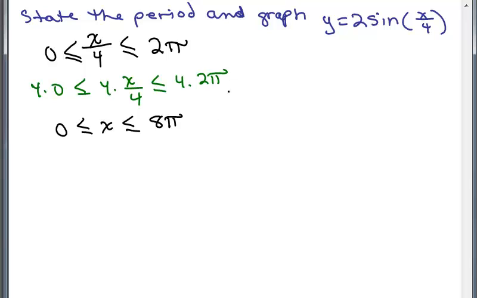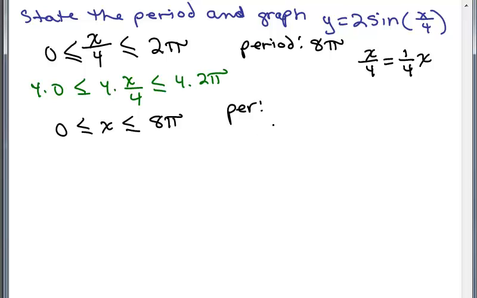So the period of this function is 8 pi. Now the other way to do it is if we look at x over 4 and we think of that as b times x, we have 1/4 x. Okay, so x over 4 is the same thing as 1/4 x. And then we could get the period. Remember, it's 2 pi over b. That means that b equals 1/4, right? That's the coefficient. So the period is 2 pi over b.